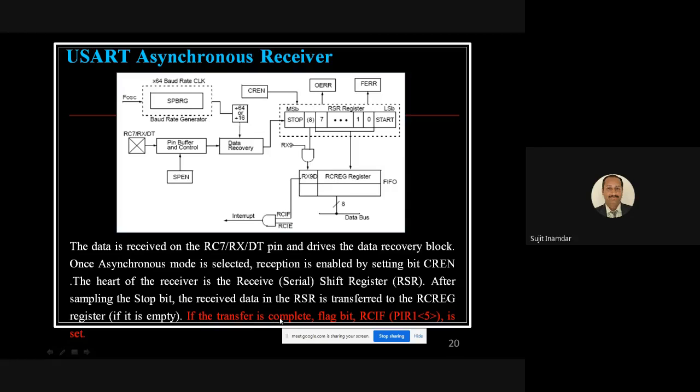If transfer is complete, the RCIF flag is set. RCIF flag is set means one frame has arrived, and now, if the next frame is there for sending, you can transmit. Like that, this flag is going to be enabled.